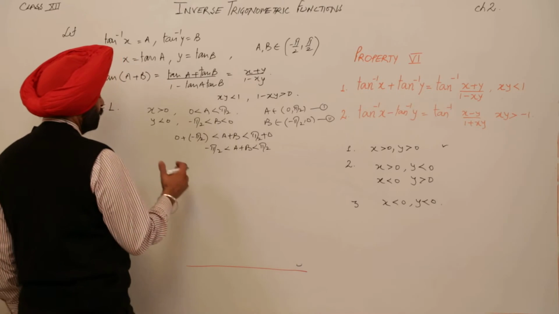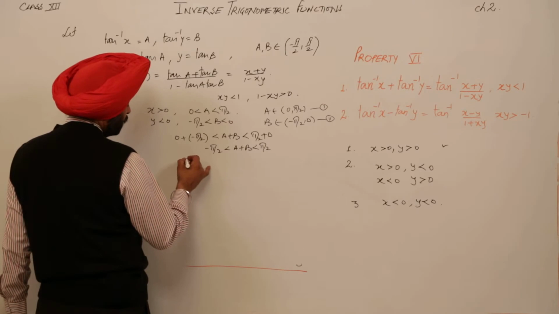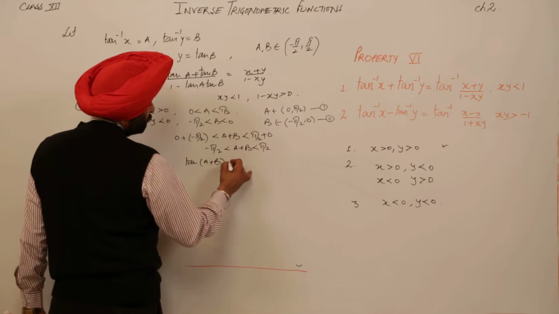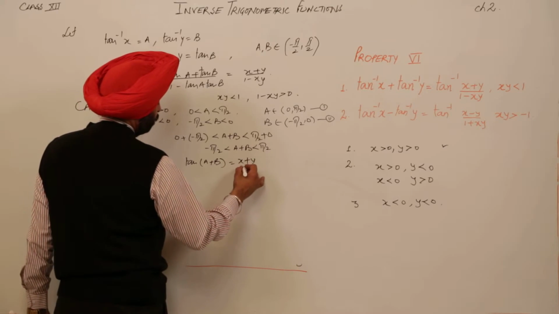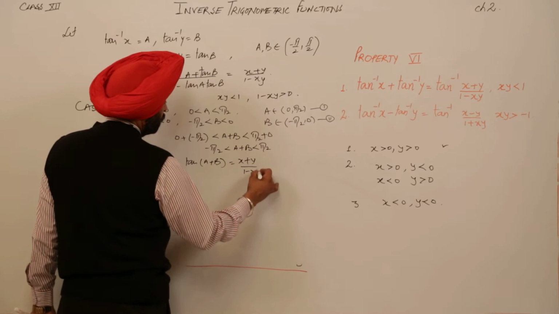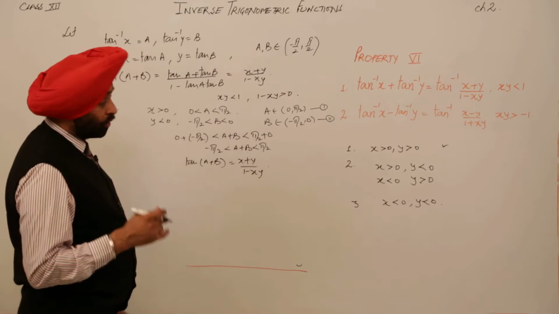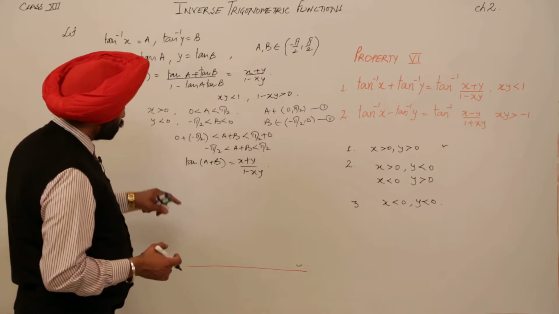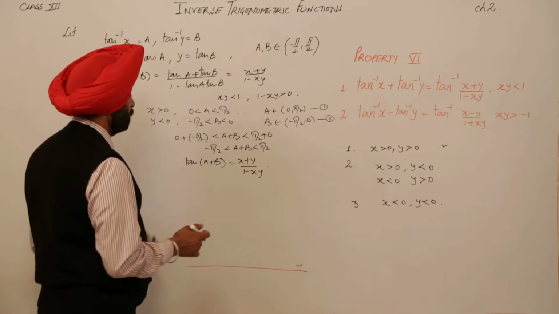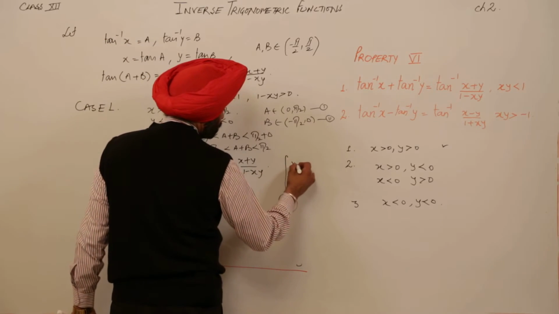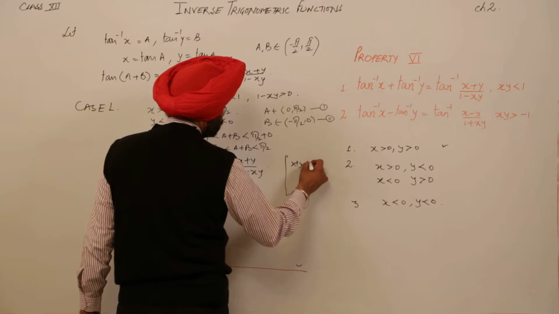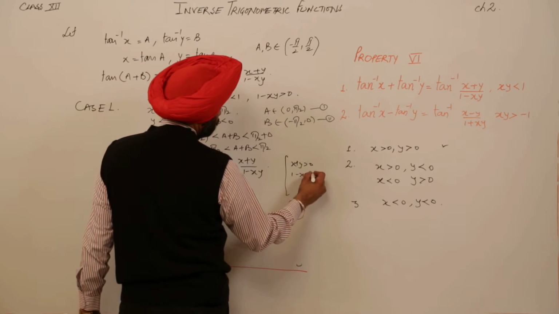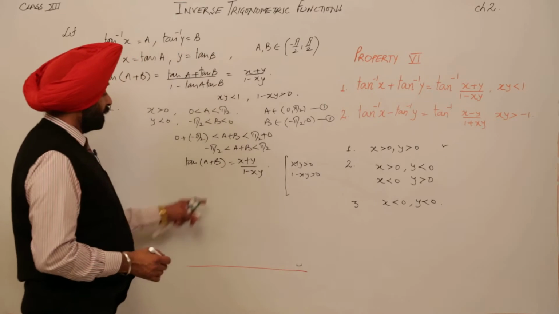Now as we have done in the last case, again we have tan(a plus b) is equal to (x plus y) upon (1 minus xy). Now remember what I wrote there? I wrote that x plus y is greater than 0, and 1 minus xy is greater than 0. Okay. So again we got the same thing.